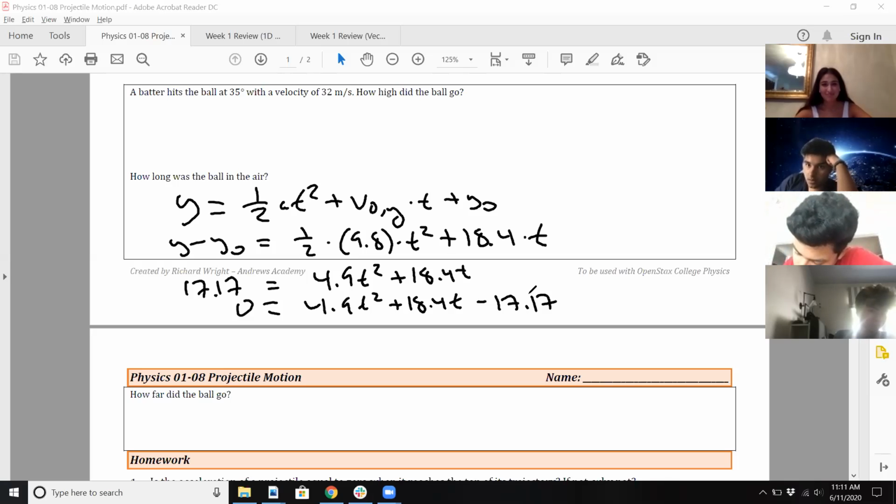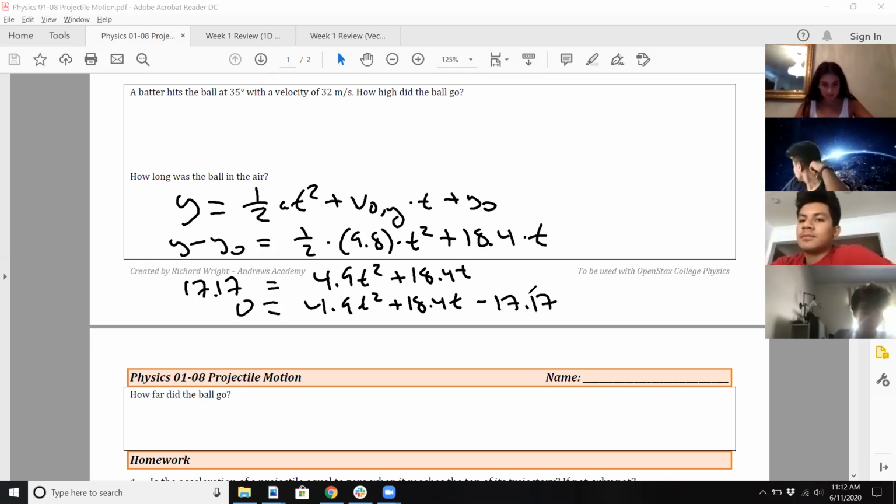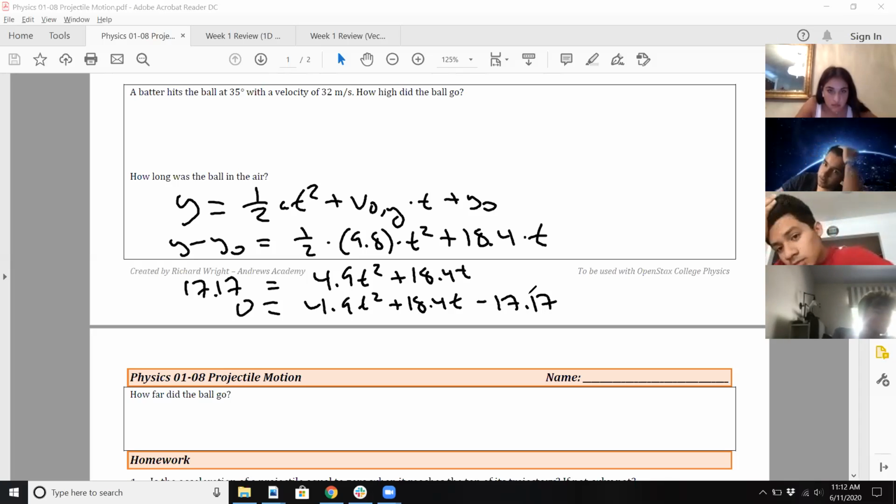And yeah, if I could just graph that on my calculator or use quad form. In interest of time, oh wait. Okay, I made a little mistake here. What's the question asking? Was the question how long it took the ball to get to the peak, or how long the ball was in the air total? How long was the ball in the air?